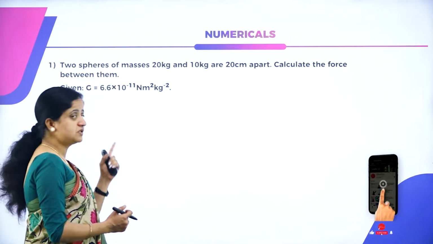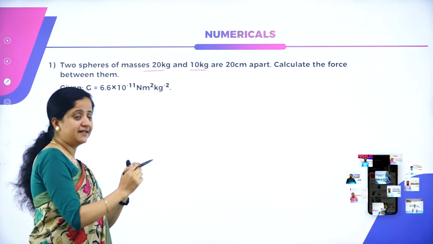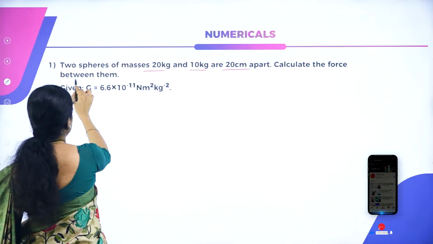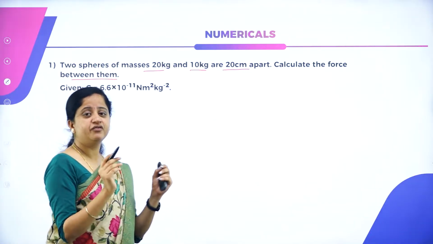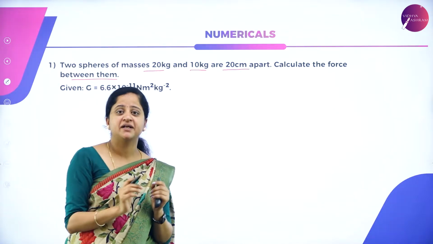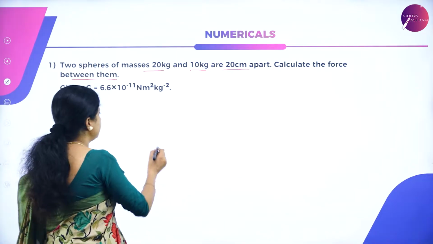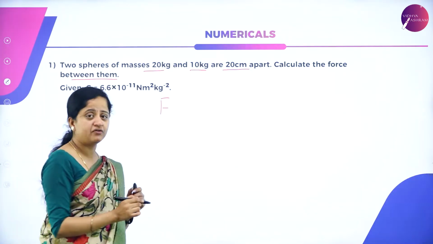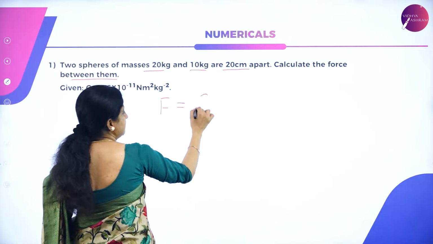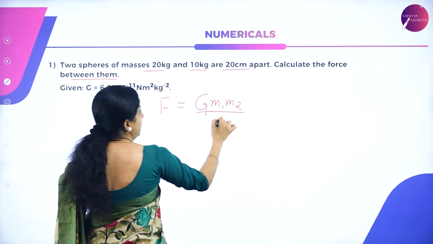We have two spheres whose masses are 20 kg and 10 kg and they are 20 centimeter apart. We need to calculate the force between them. We know the force of attraction that exists between any two masses which is separated by a distance, and the expression is given by Newton, and very famously it is called Newton's law of gravitation. The force of attraction between any two masses is nothing but G m1 m2 divided by r square.